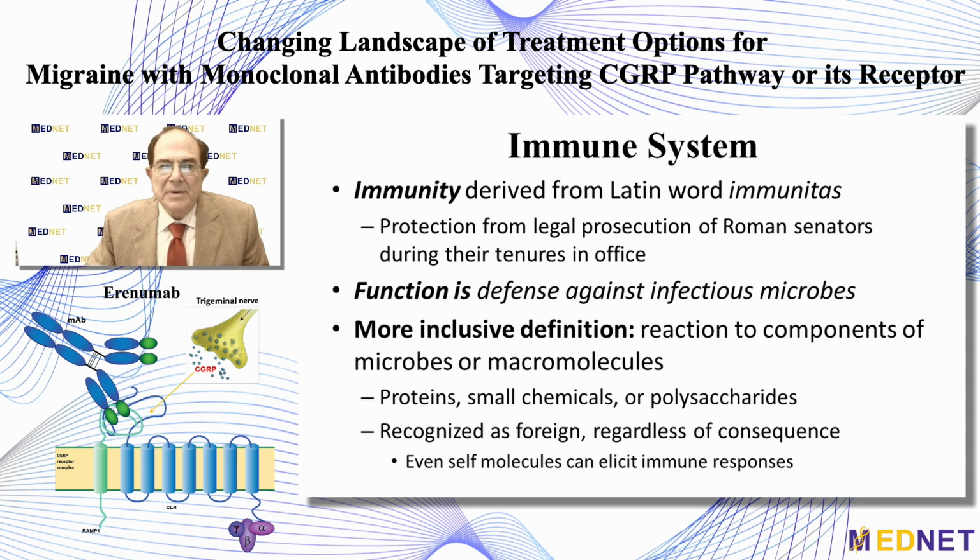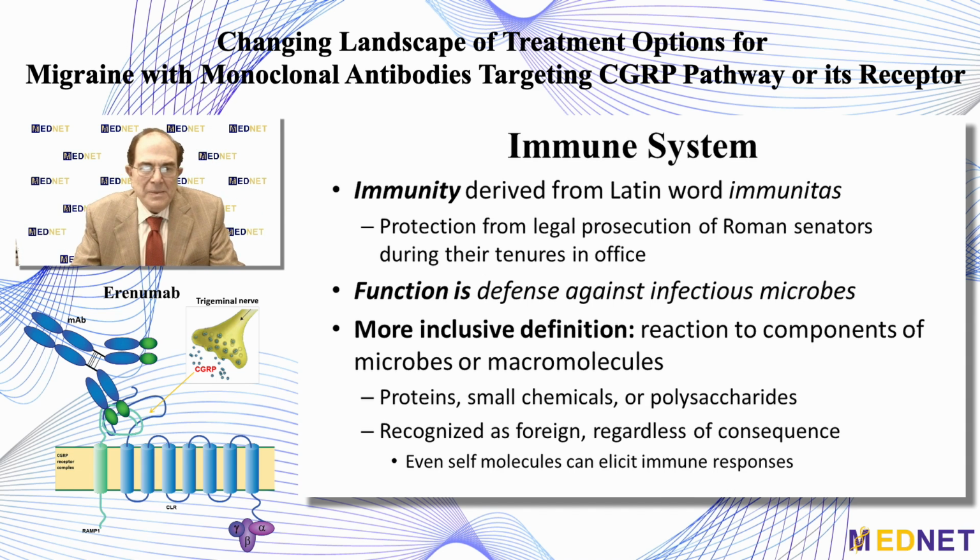Let's talk a bit about the immune system. Immunity is derived from the Latin word immunitas. It was protection from legal prosecution of Roman senators during their tenures in office, which meant if you committed a major crime in Rome, stay in office, they cannot prosecute you. Sound familiar? Function is defense against infectious microbes.